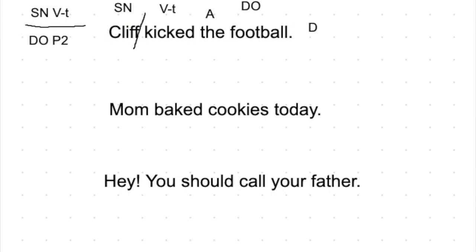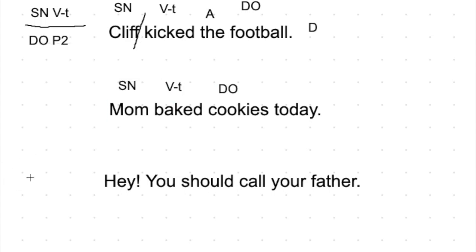Now let's look at the next sentence. It says, Mom baked cookies today. Who baked cookies today? Mom. Mom is what the sentence is about, so it's our subject, noun. And Mom did what? What is being said about Mom? She baked. It's a verb. It's an action word. We'll have to wait and see if it's a verb transitive. Mom baked what? Cookies. Cookies is a noun. Cookies is not the same as Mom. It's receiving the action. It's a direct object. So we need to make this verb transitive.